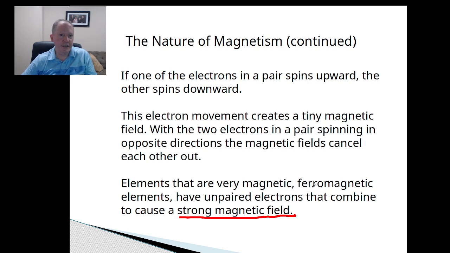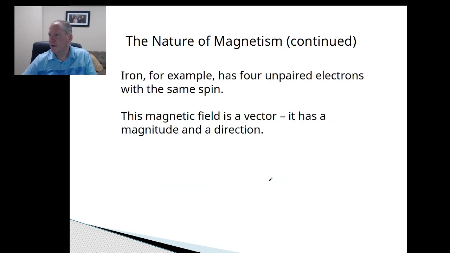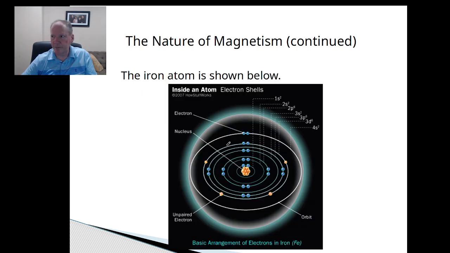Ferrous oxide is iron, right? That's why the core of the Earth is made of iron, and there's a huge magnetic pole, the North Pole and the South Pole, on the planet that has a magnetic field. Okay? So iron has 4 unpaired electrons with the same spin, and this magnetic field is a vector, and it has both a magnitude and a direction.